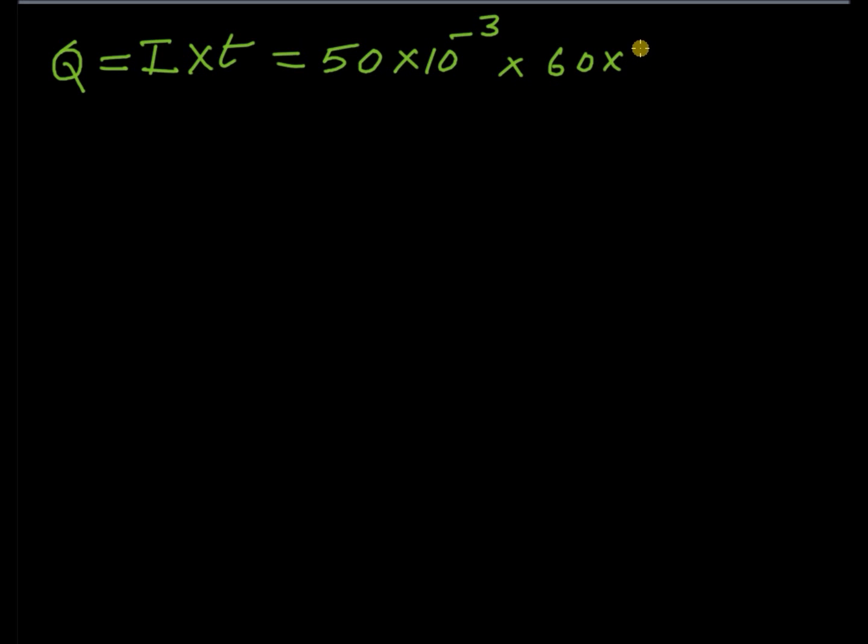Have you calculated the value of Q here? Q is equal to I into T. The value of I given here is 50 milliamperes. How would you substitute that? 50 into 10 to the power minus 3 ampere. That is 50 milliampere, and then time is 60 minutes. So 60 into 60 seconds. This is giving you a value of 180 coulombs. I suppose you got the value.